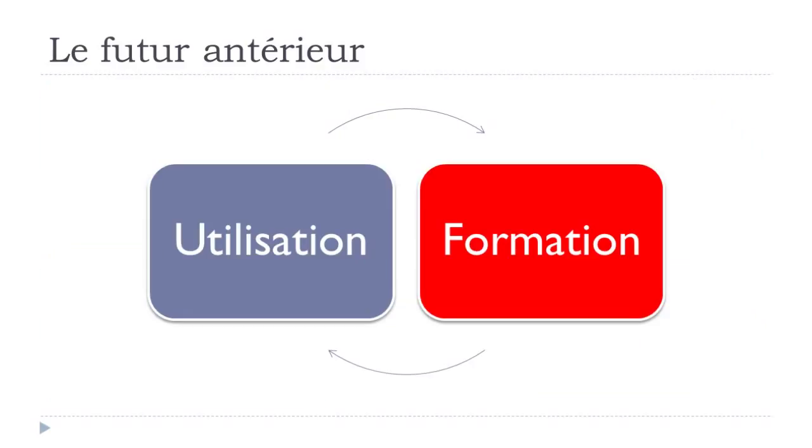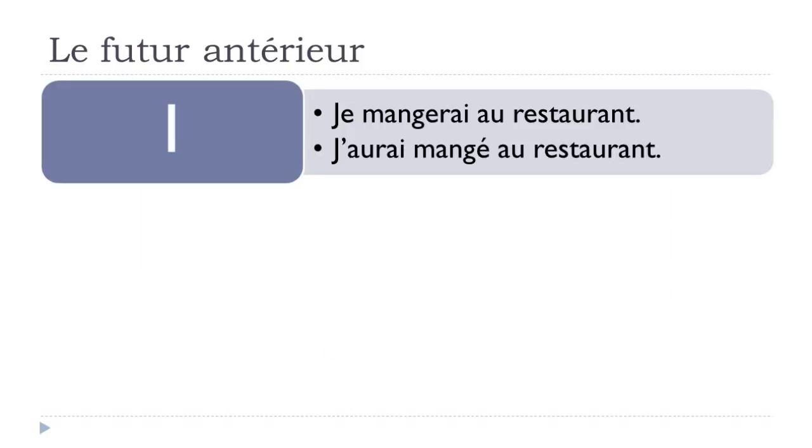Okay, so now, second part, formation. So let's have a look now. First sentence, so it's the real future. Je mangerai au restaurant. And then here we've got j'aurai mangé au restaurant. So this second part is the futur antérieur. If we take the time to look a little bit here, we can see that we've got first avoir, at the future. And here we've got this participe passé form that we saw previously.